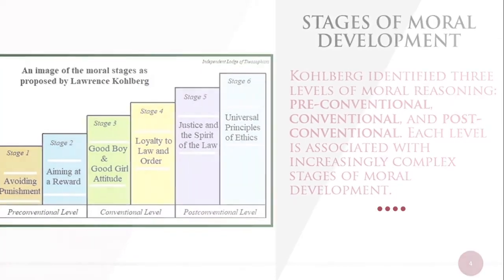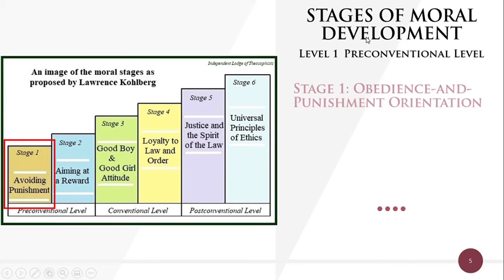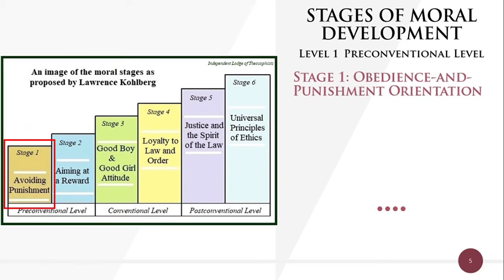So for our first level, we have here the level one pre-conventional level. Under the pre-conventional level we have two stages, stage one and stage two. First and foremost, stage one is deemed as the obedience and punishment orientation. Now, throughout the pre-conventional level, a child's sense of morality is externally controlled.